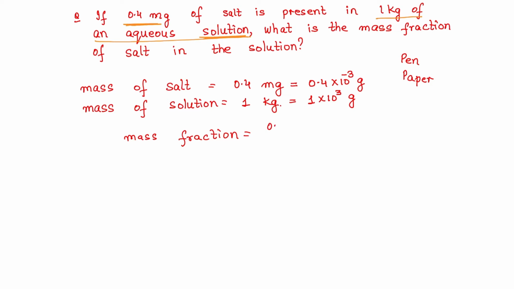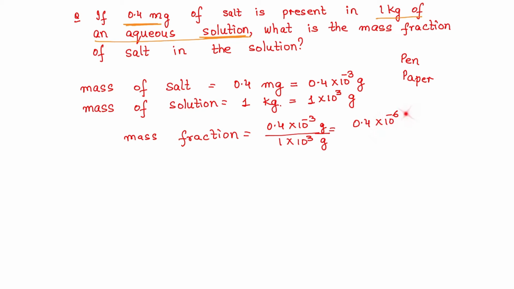So this is 0.4 into 10 to the power minus 3 divided by 1 into 10 to the power 3. So this gives me 0.4 into 10 to the power minus 6. What unit should I put? Yes, absolutely. We spoke a while ago and we said that since the units are same, it is simply a pure fraction. Now you see over here, I have to deal with such minute quantities also at times, right?